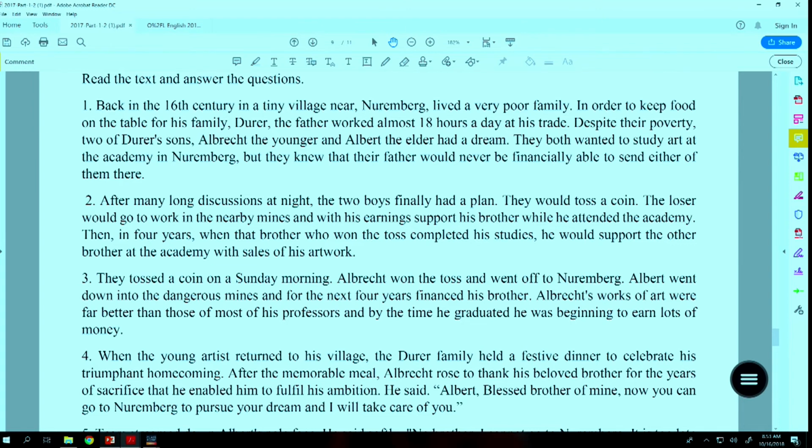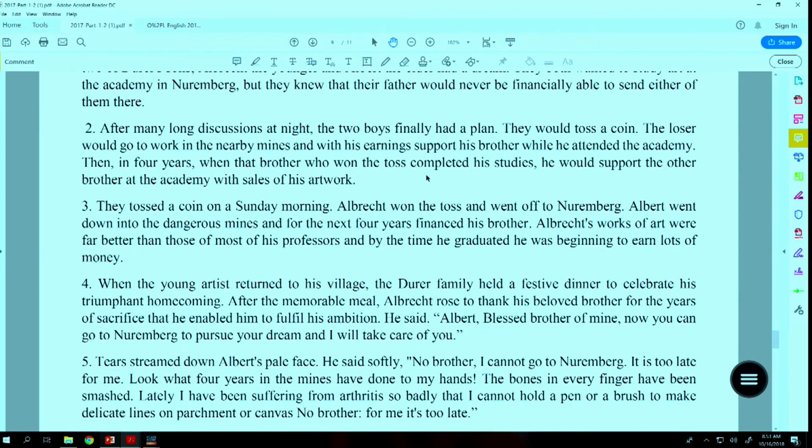Right? Then the second paragraph. After many long discussions at night, the 2 boys finally had a plan. What is it? They would toss a coin. The loser would go to work in the nearby mines and with his earnings support his brother while he attended the academy. That means the other brother goes to the academy and he studies there. අනිත් සහෝදරයා මොකද කරන්නේ? පතල් වැඩ කරලා හම්බ වෙන මුදල් ඔහුගේ සහෝදරයාගේ අධ්‍යාපනයට යොදවනවා.